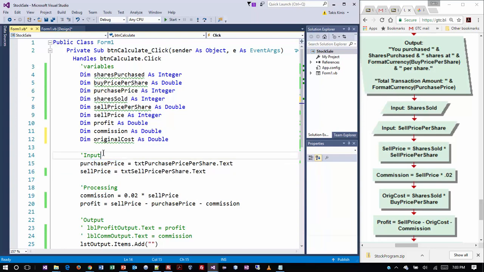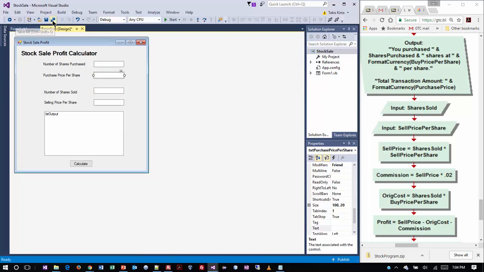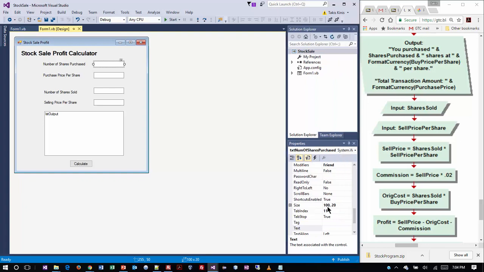So here's where we've got to be really careful. What I'm going to do is look at my form now. Once again, I'm going to hit Save All. And I'm looking at this box. This is the number of shares purchased. The box is called num of shares purchased, with txt in front of it.